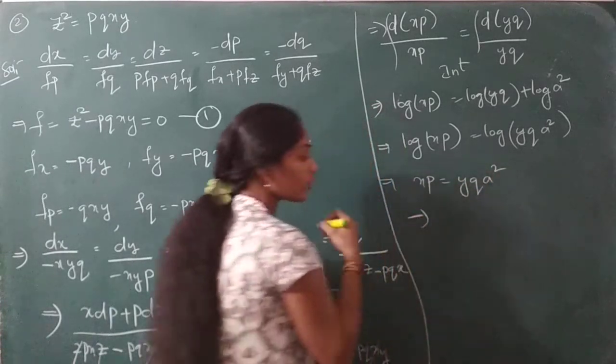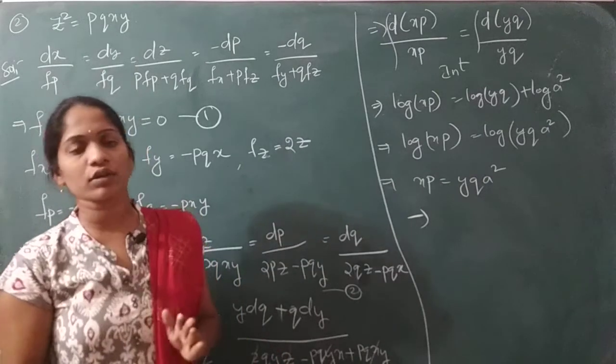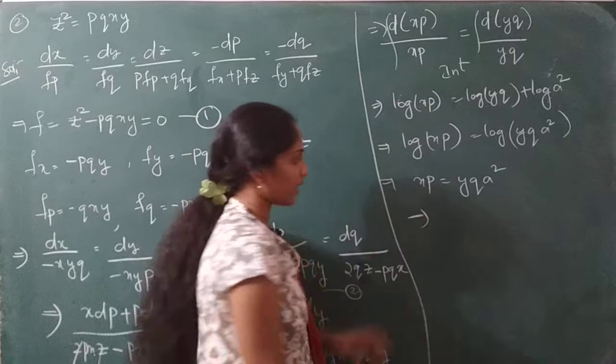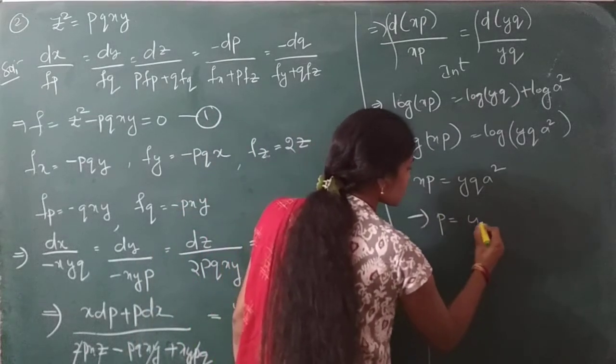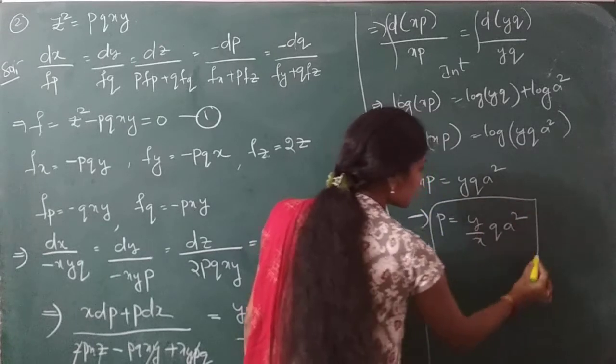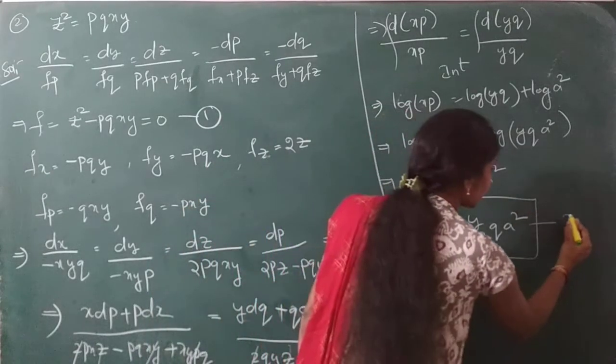Now what do you have to find out? You have to find out the value of p or q. It is simple to find the p value. So now p equals y by x into q into a square. So this is the value of p. Let us take this as equation 3.